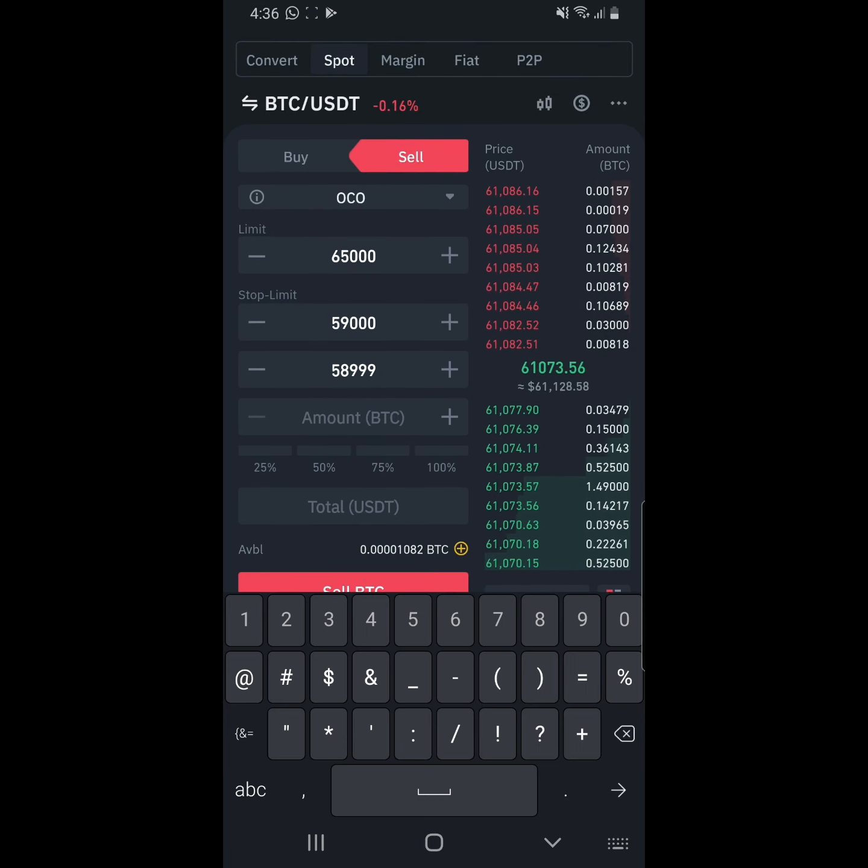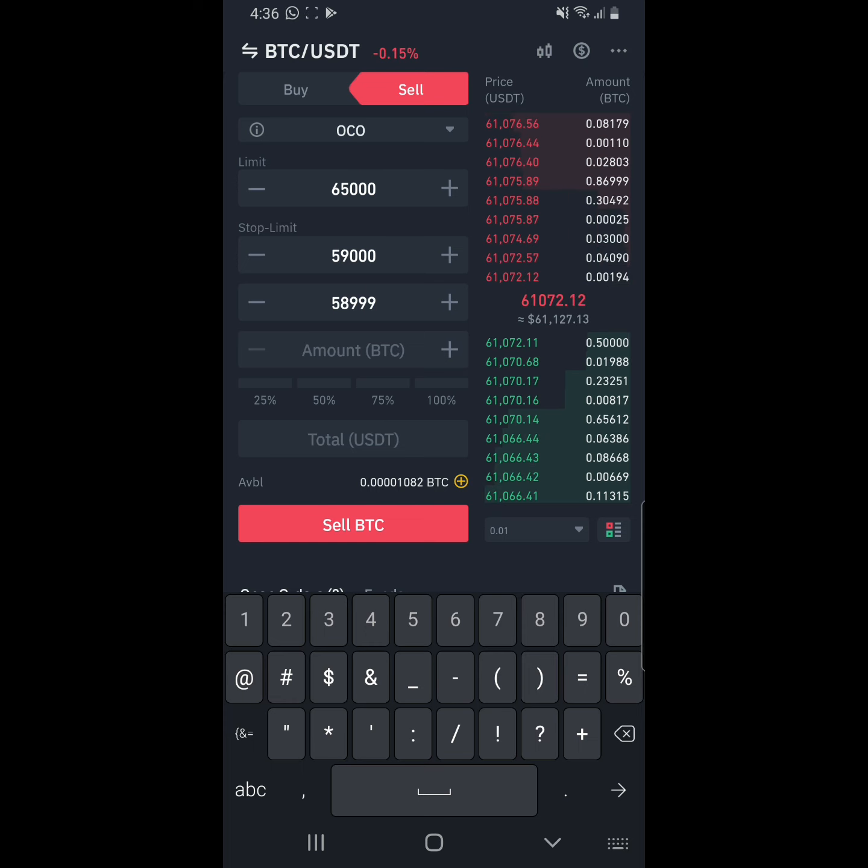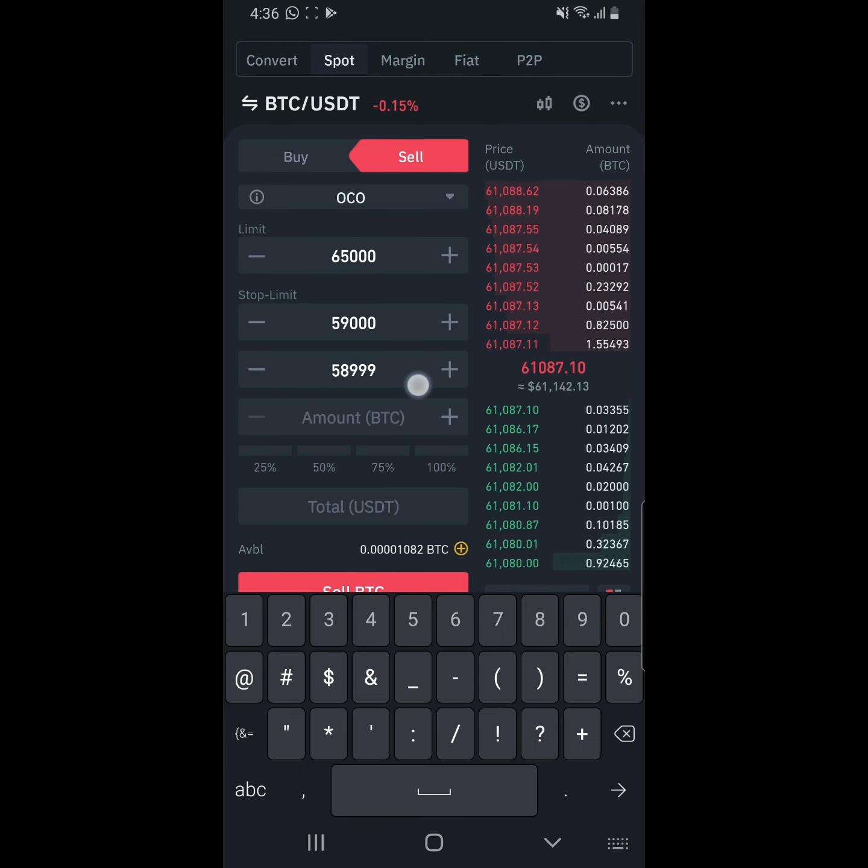So I will click sell. The market will play. So once market gets to 65,000, my profit will be taken. Then this one will be cancelled. The stop limit will be cancelled. If markets somehow did not go in my favor, then I start going here.